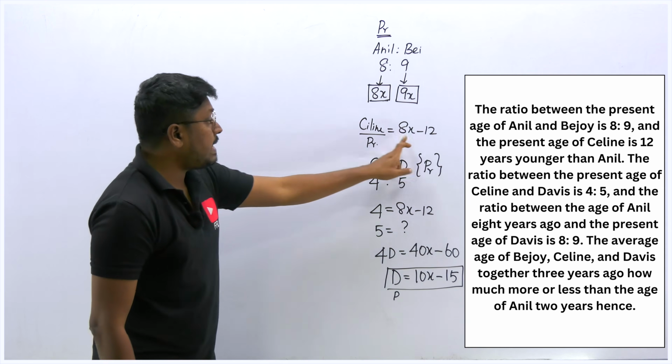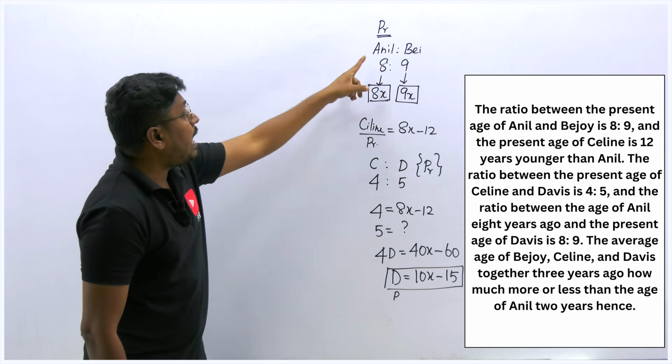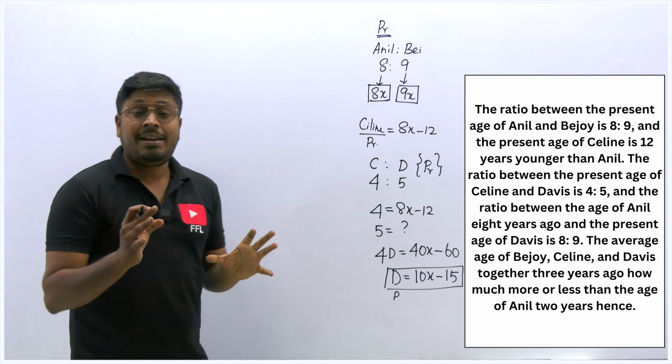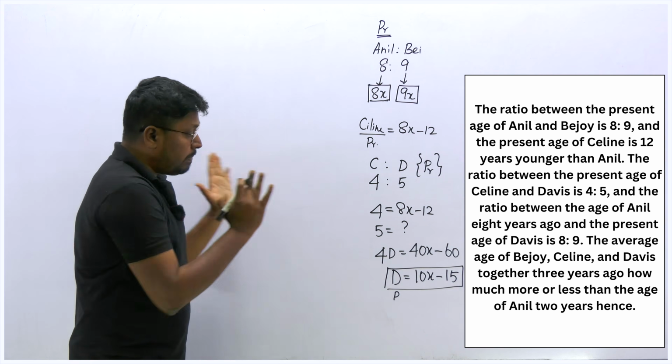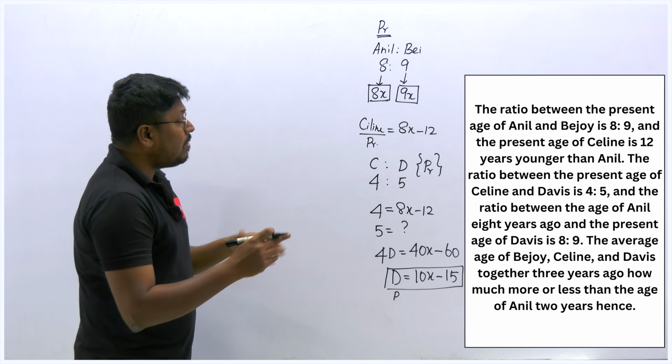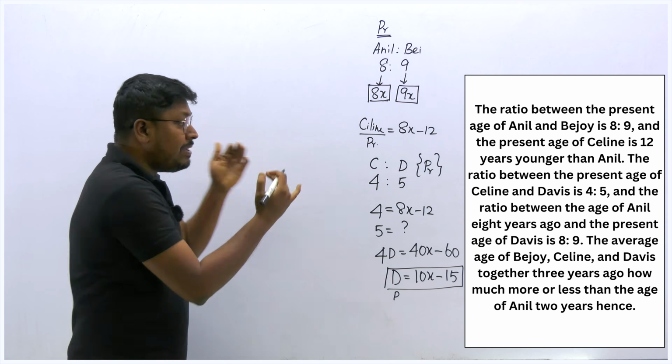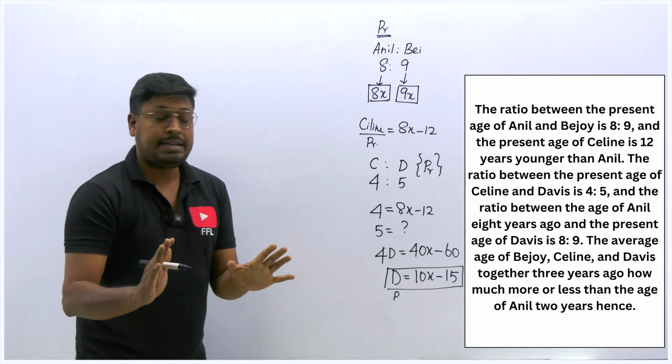So Silen's present age will be 8x minus 12. Anil's present age is 8x, Bijoy's present age is 9x. So finally we found all 4 persons; still one more person is there. Okay, so let me talk about that later on. Now, according to the question, we found all 4 persons' present ages.